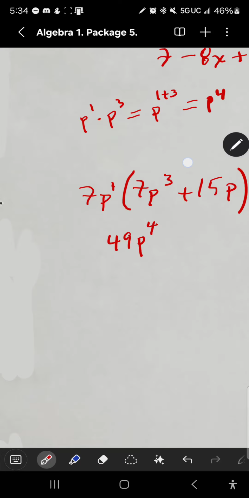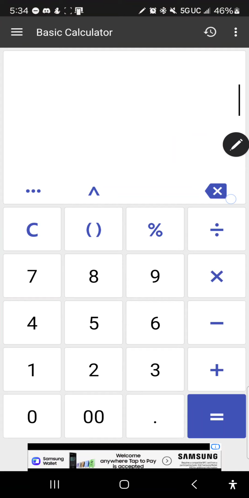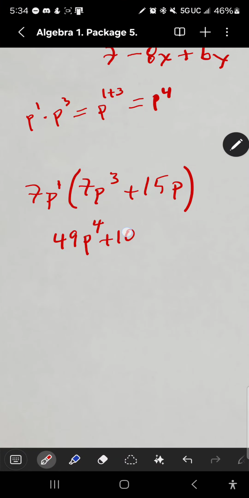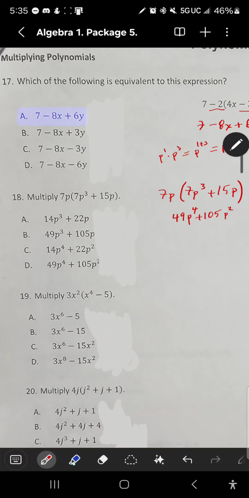Now, 7 times 15. Let's go to our calculator. It's 105. So 105. And then p times p is going to be p to the 1 plus 1, which is the same as 2. So this is our answer, which is D.